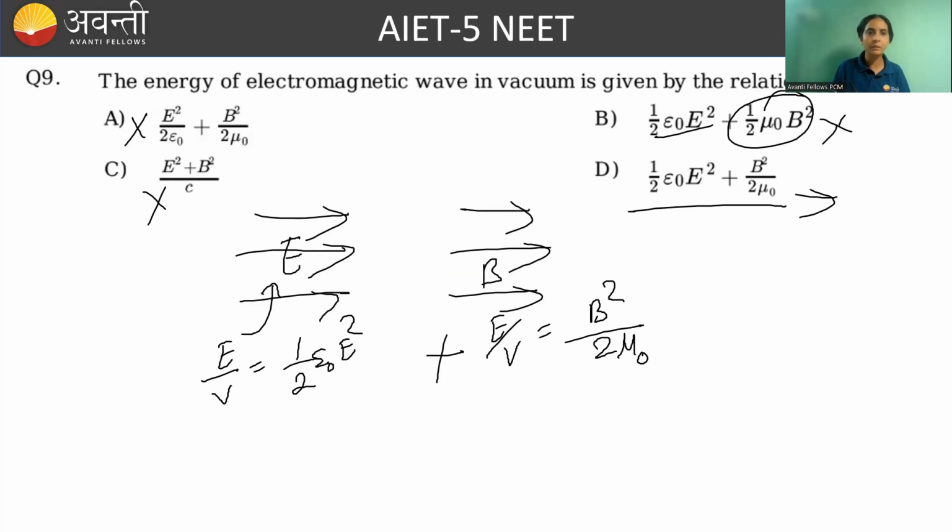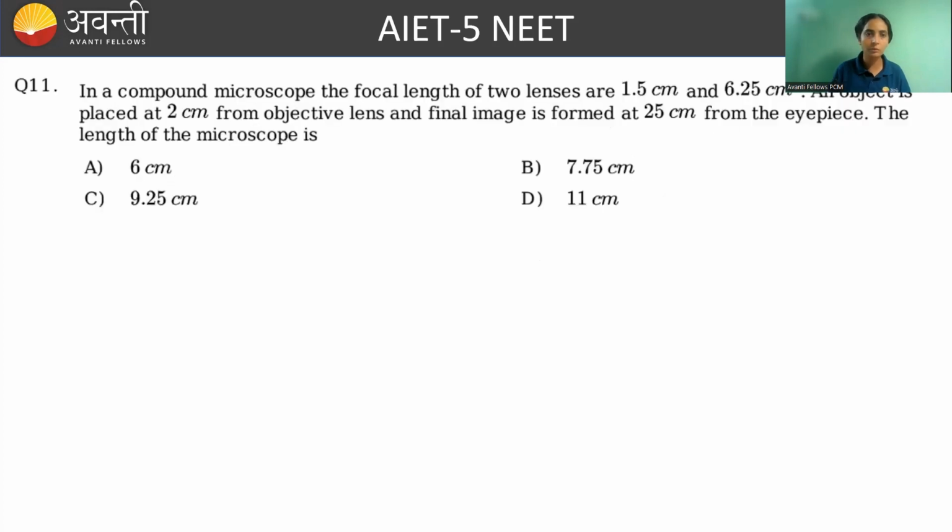Again, I must say the question should have said the energy stored per unit volume. Energy per unit volume of electromagnetic wave in vacuum is given by what relation? But still, it is somewhat understandable because from the options you can see it's just talking about energy per unit volume. So sometimes when the question confuses you, you can get informed by the options. So always read options carefully. Okay. Chalo, now the next question.